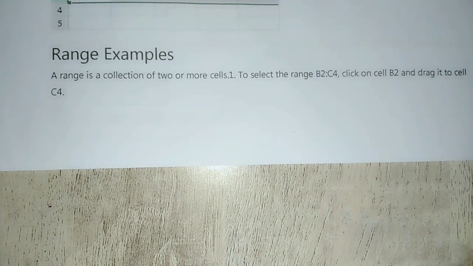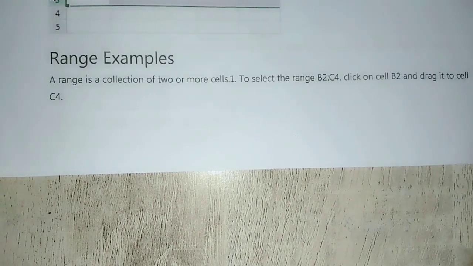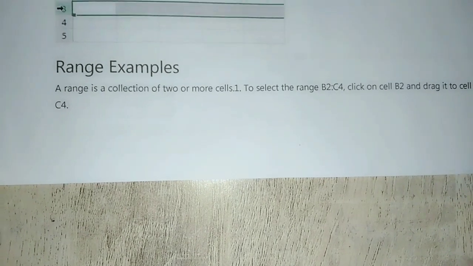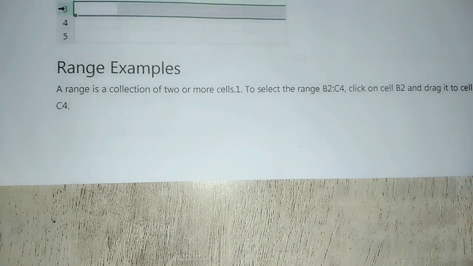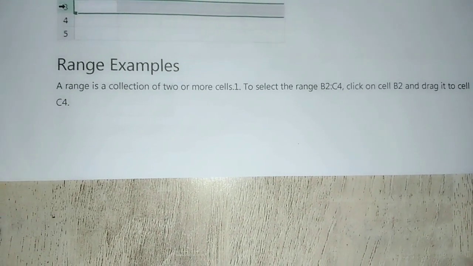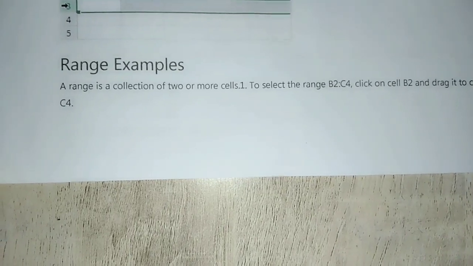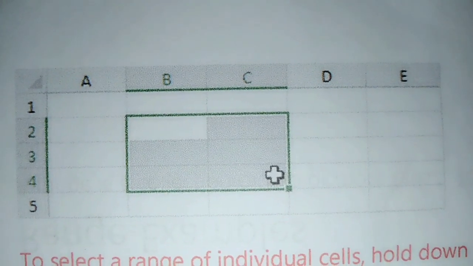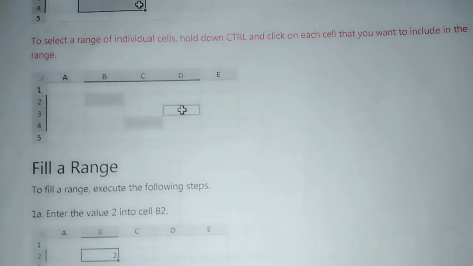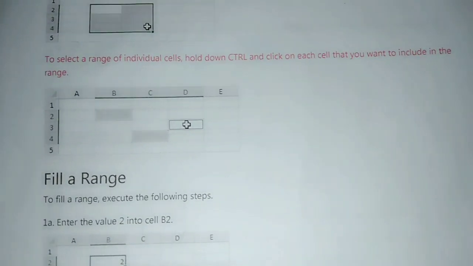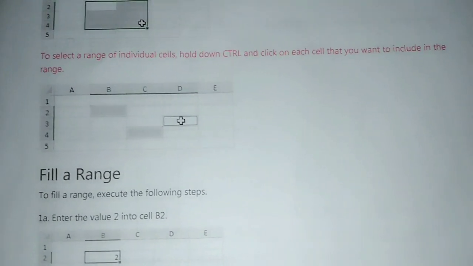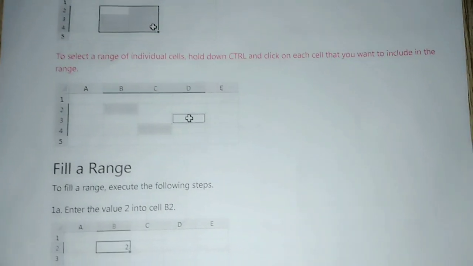Range examples. A range is a collection of two or more cells. To select the range B2:C4, click on cell B2 and drag it to cell C4. To select a range of individual cells, hold down Ctrl and click on each cell that you want to include in the range.